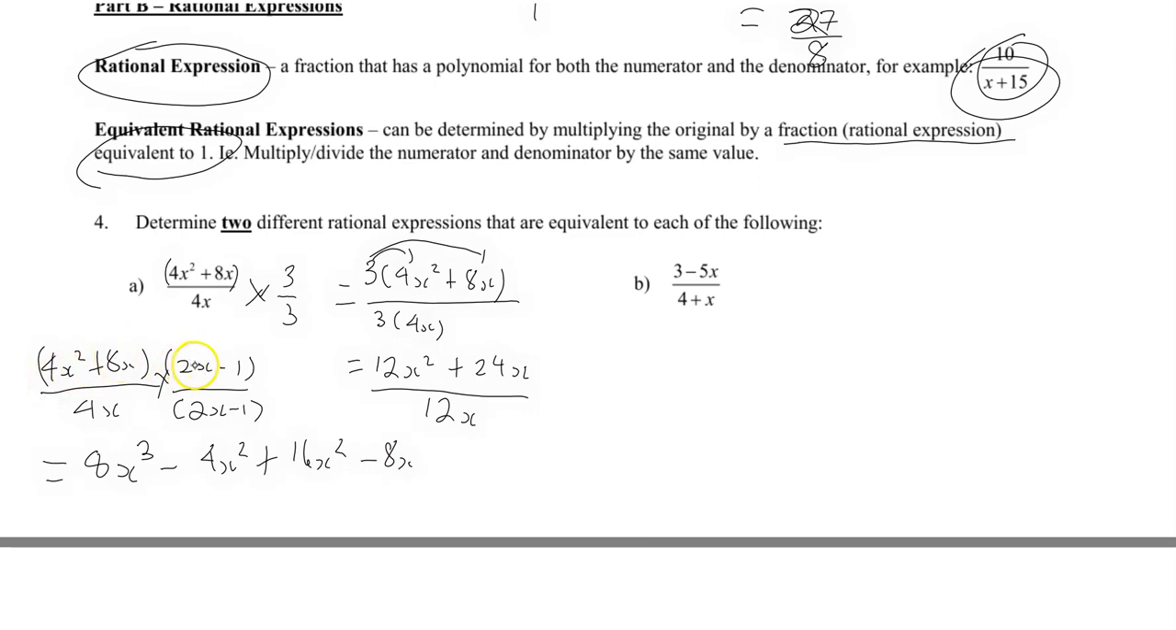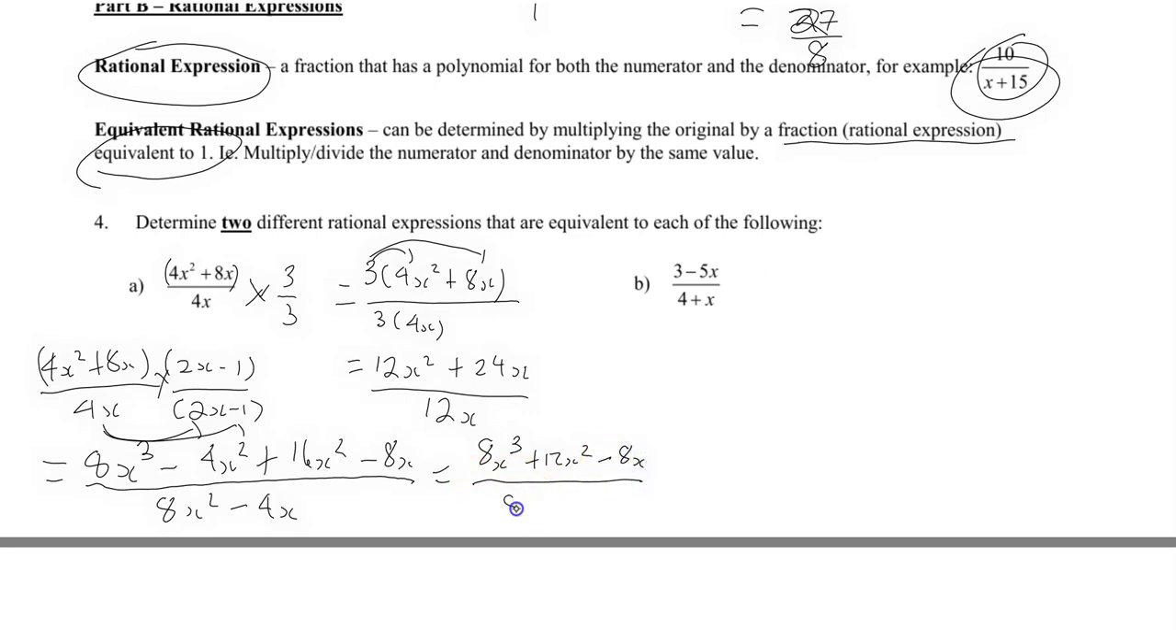We've got first 8x cubed minus 4x squared plus 16x squared minus 8x over, so 4x times 2x is 8x squared minus 4x. Okay, so distributive law. Multiply this, then this. Now this actually collects, so we can simplify it. 8x cubed plus 12x squared, right? So minus 4 plus 16 is plus 12. X squared minus 8x over 8x squared minus 4x.